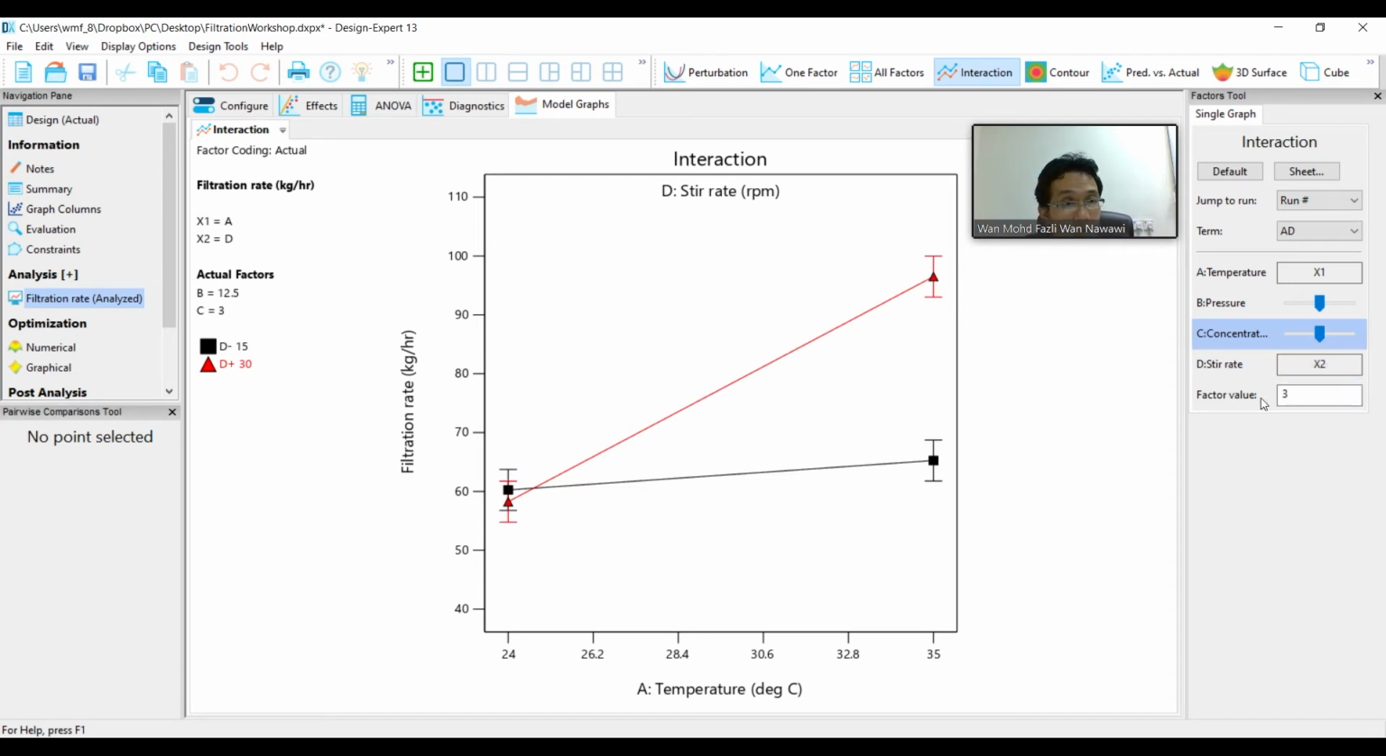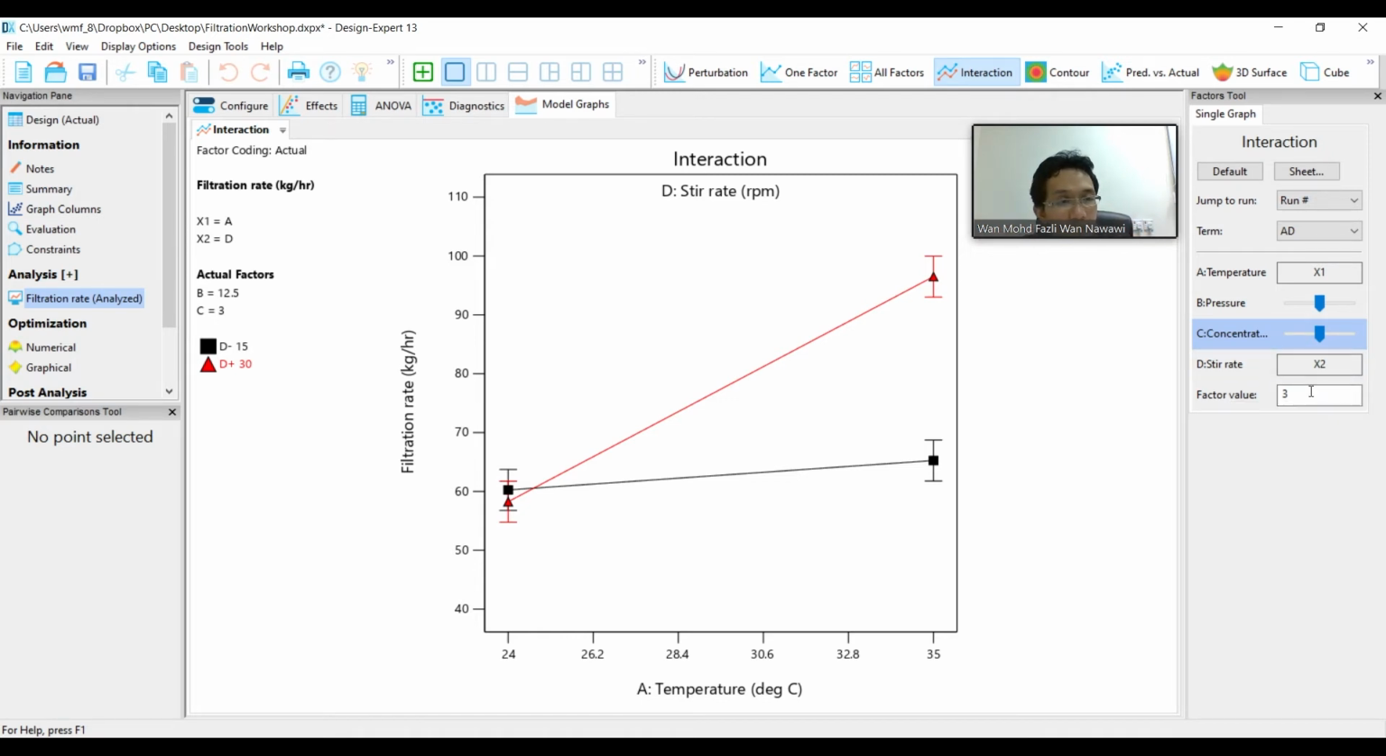You can see here factor value 3. Why did they put 3? Because if I highlight this, it means the factor value represents the concentration. And we know the concentration is what? Concentration is between 2 and 4. So the 3 is the middle.